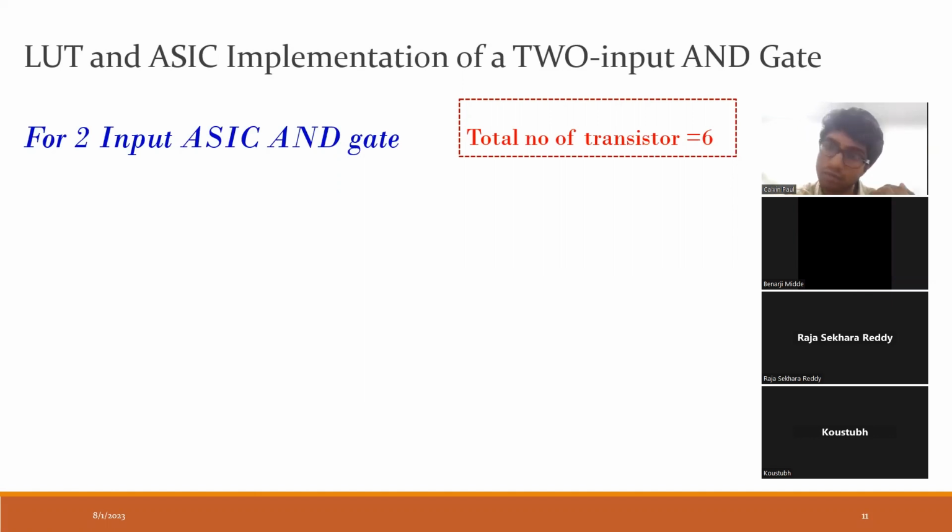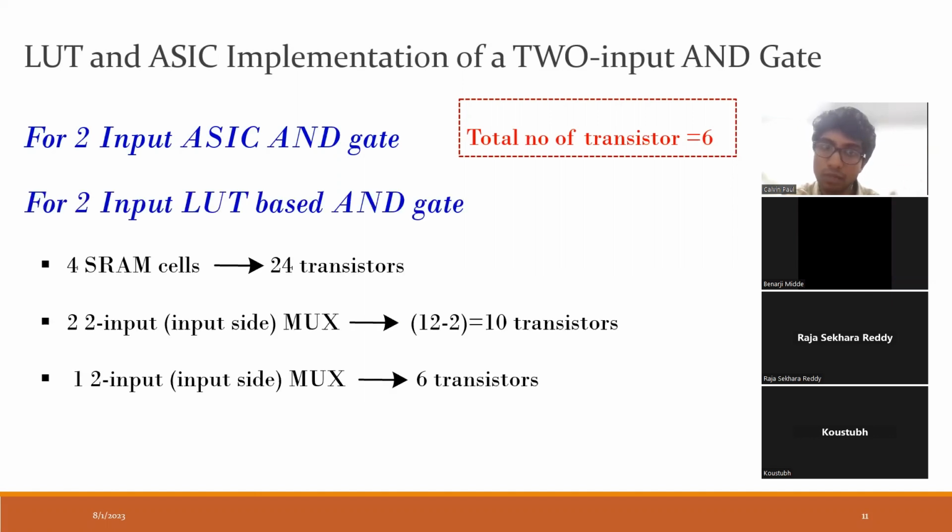We don't want to have a large number of transistors. But if I want to implement an AND gate using the lookup table approach, these are the number of transistors required. So there are 4 SRAM cells. 4 SRAM cells translates into 6 into 4, that is 24 transistors required.